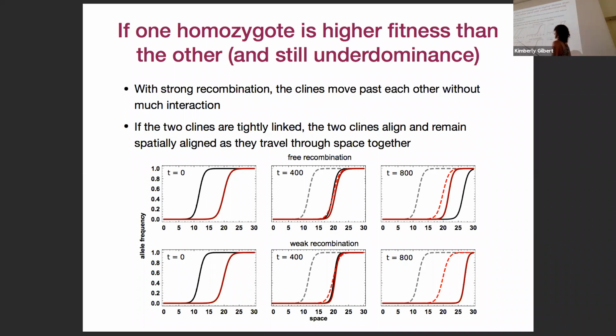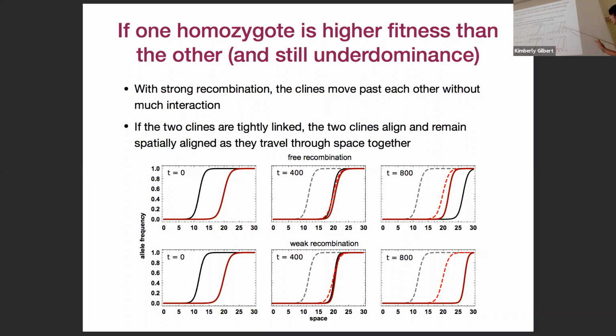So the cline should move over space. And here we're looking at allele frequency on the y-axis and space on the x-axis. Let's look at free recombination first. This is our cline that's going to move. So there's some favorable homozygote on this side of the cline. So this black line moves over time. This dashed line is where it started. It's moved to this second cline. This second cline is just neutral in this model. And it's actually going to go past that cline, but it pulls that cline a little bit off of its original location in that dashed line.